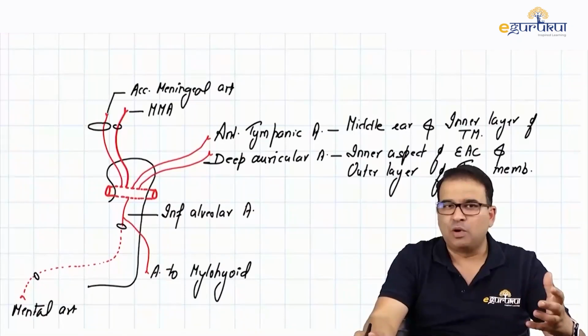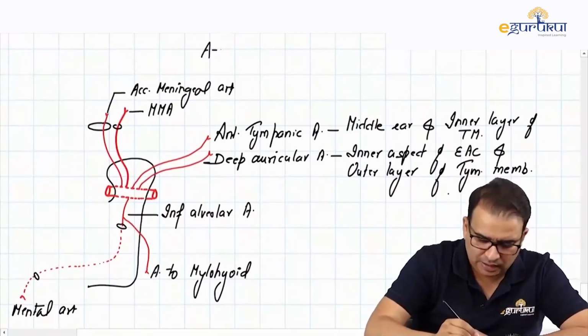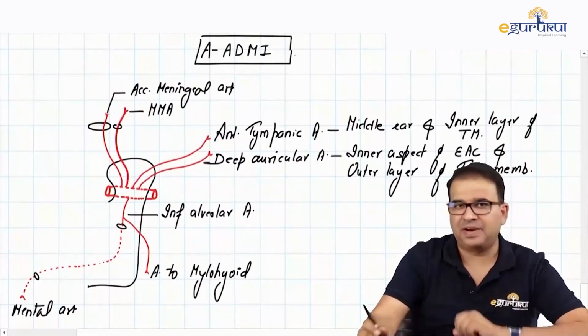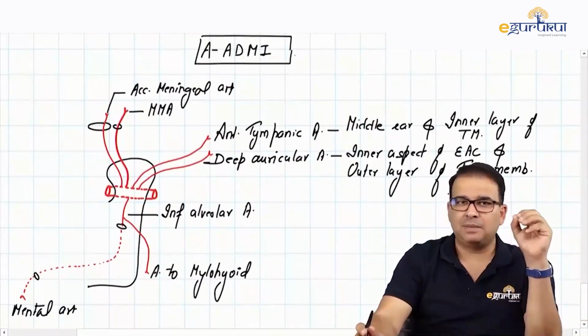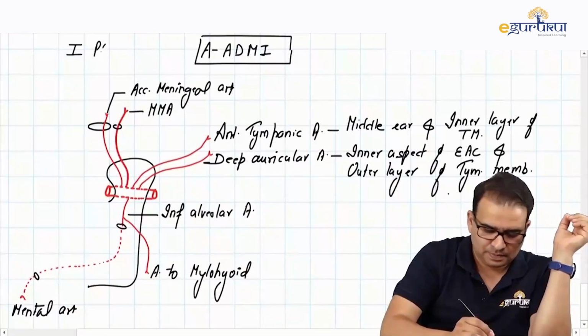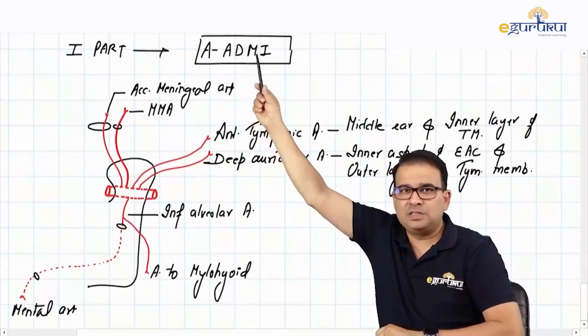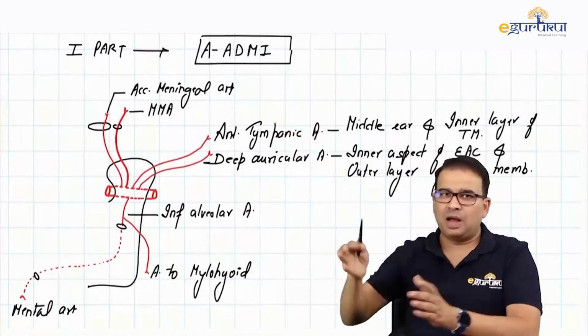If somebody is fond of mnemonics, there's a mnemonic for this as well, and that goes like ADMI, Aam Admi. The 5 branches from the first part can be remembered as Aam Admi. Well, one is accessory meningeal, one is anterior tympanic, one is deep auricular, one is middle meningeal, one is inferior alveolar. So Aam Admi, you remember.